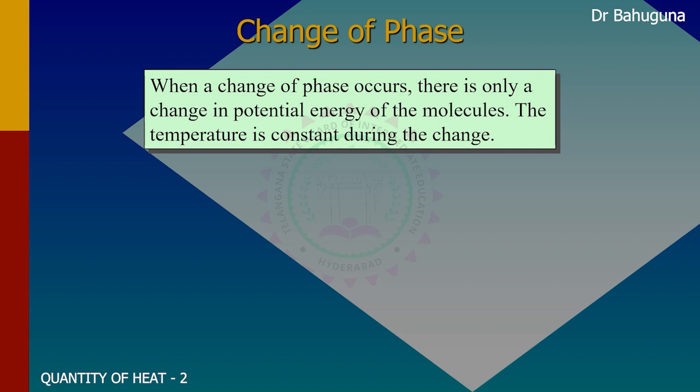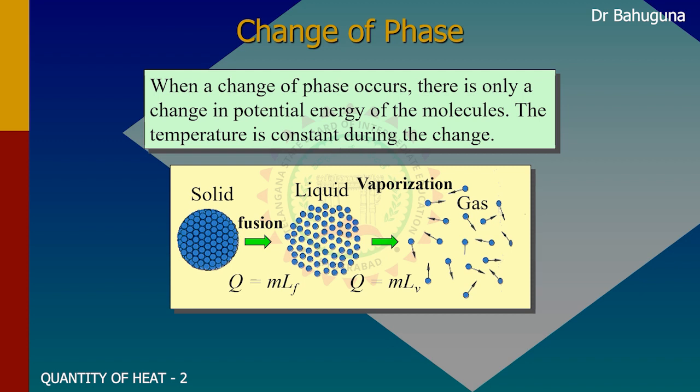When a change of phase occurs, there is only a change in the potential energy of the molecule. The temperature will be constant during the change. Like you see here, when a solid is converted to liquid, which we call fusion, there is a change from solid state to liquid state at constant temperature. Suppose you take the example of ice and water: ice melts at 0 degrees centigrade. Whatever heat energy you are supplying is only converting ice to water at the same temperature.